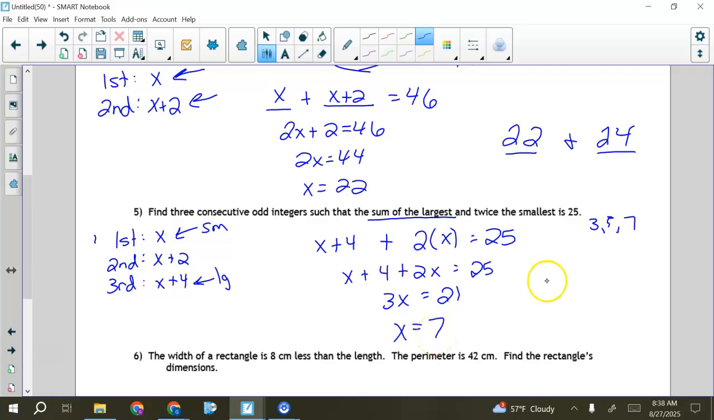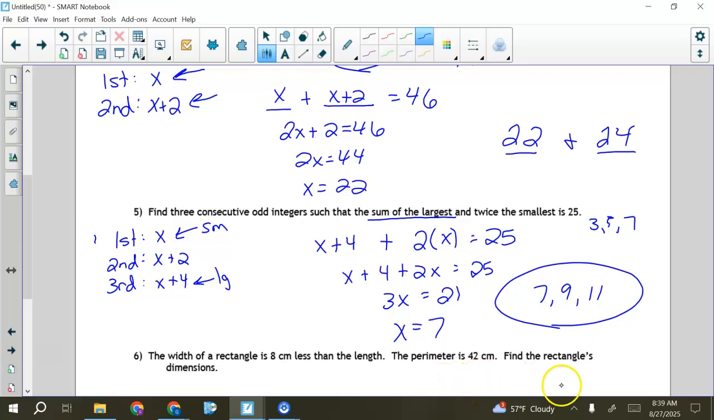Okay, what are the 3 numbers? 7, 9, and 11. Okay, you can double check. Double the small one, 14, plus the large one is equal to 25. Yep, that works. All right, the last one, the width of a rectangle is 8 centimeters less than the length.